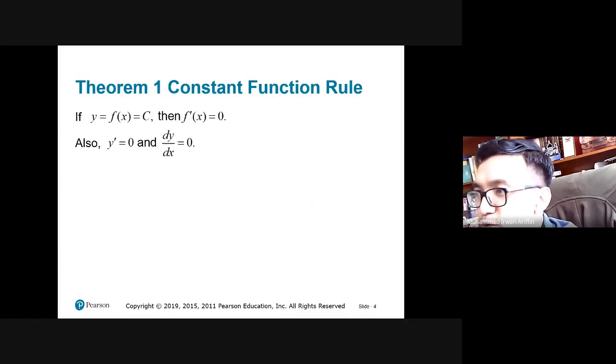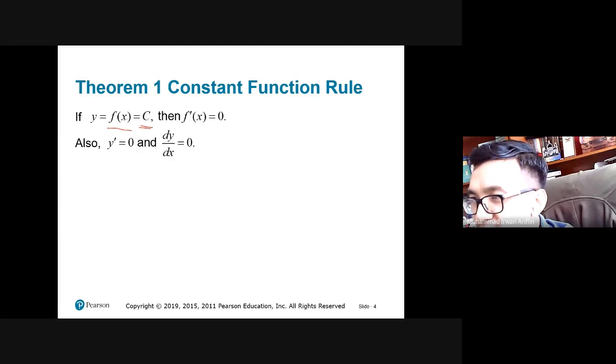So the first shortcut, the first formula, is the constant function rule, where we have a function which consists of a constant. What happens to this constant when x changes? When x changes, and this is a constant, it will not change at all. C will remain as it is.